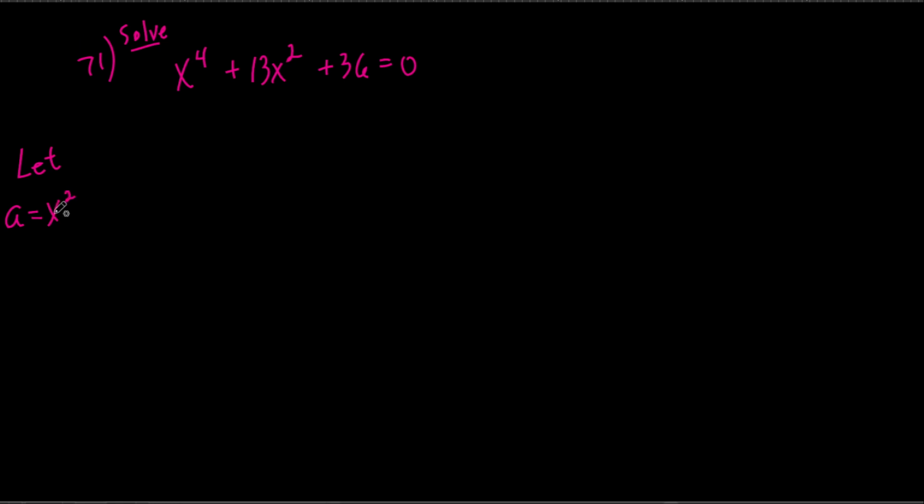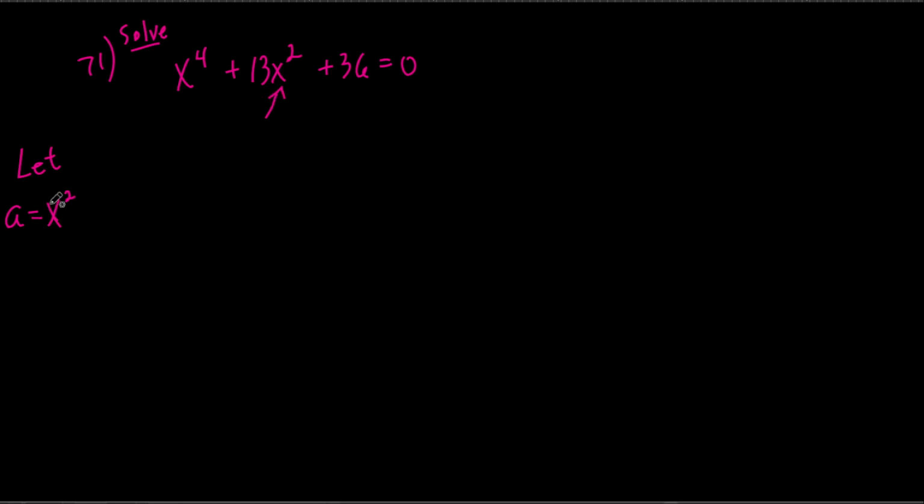How in the world did I know to even do that? Well, this is the key right here. If this was like x squared plus 13x plus 36 equals 0, I might have a way to actually factor it. But it's not, is it? It's not x squared plus 13x. It's x to the 4th plus 13x squared. But what if it was? Then we could factor it.